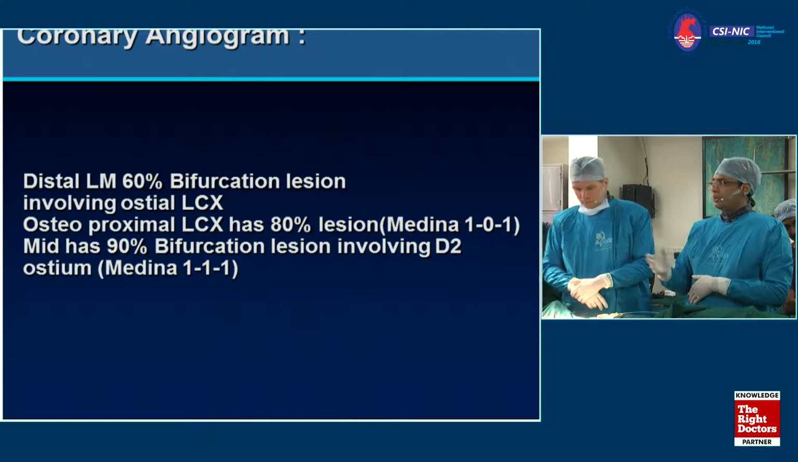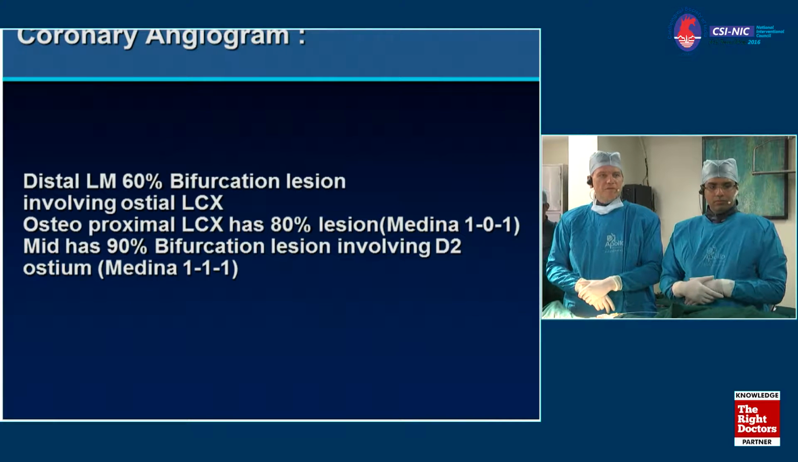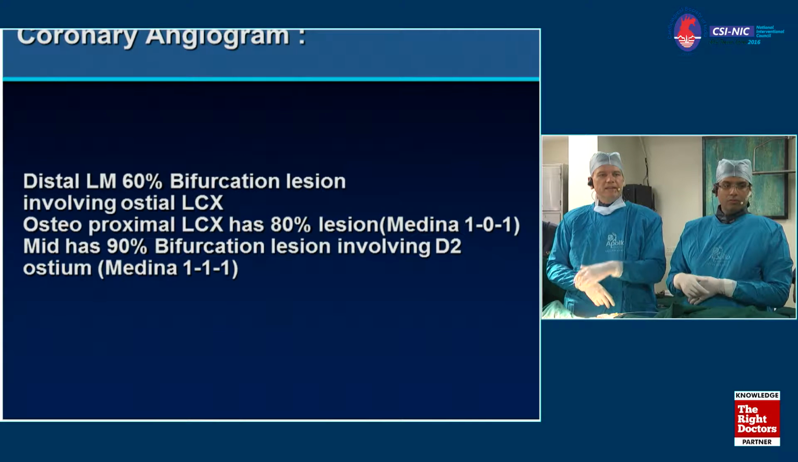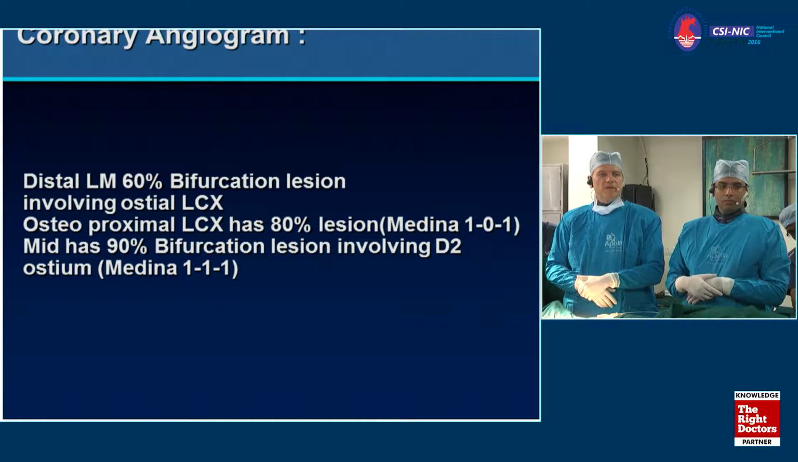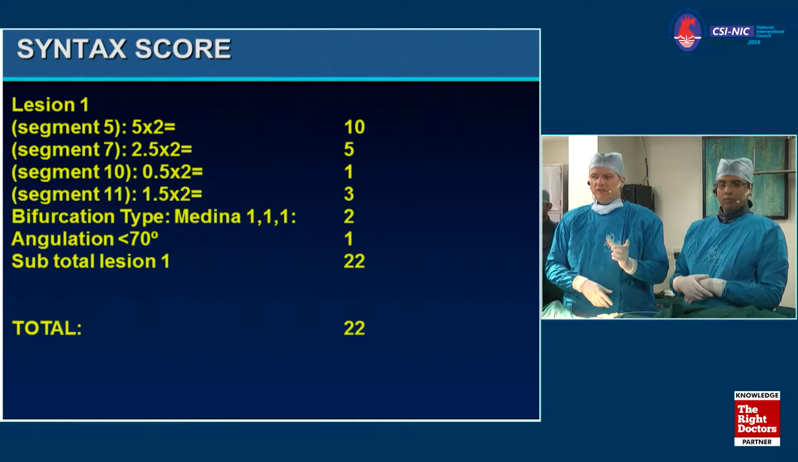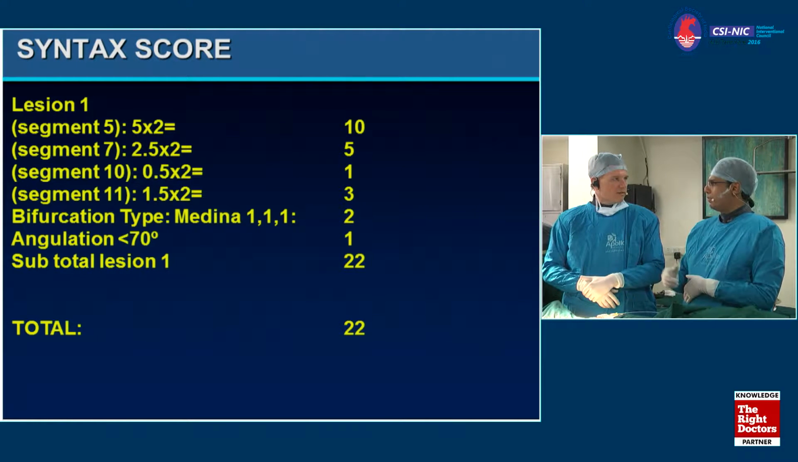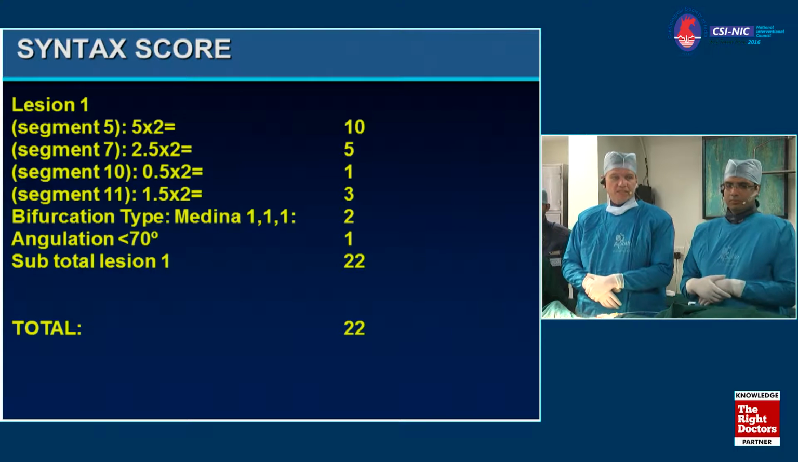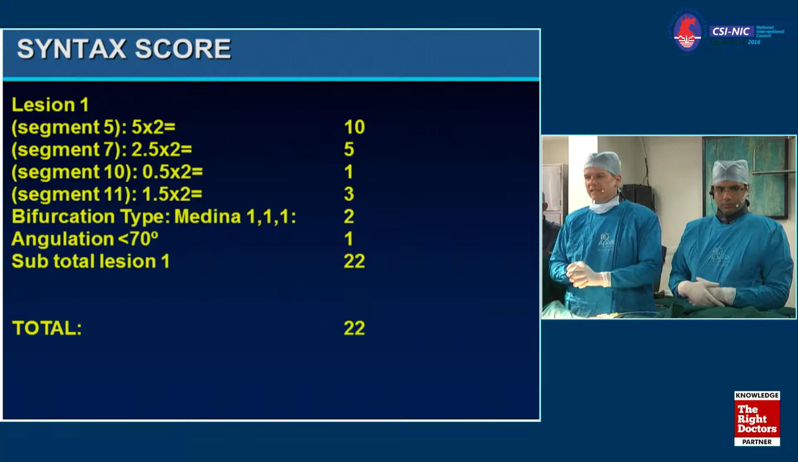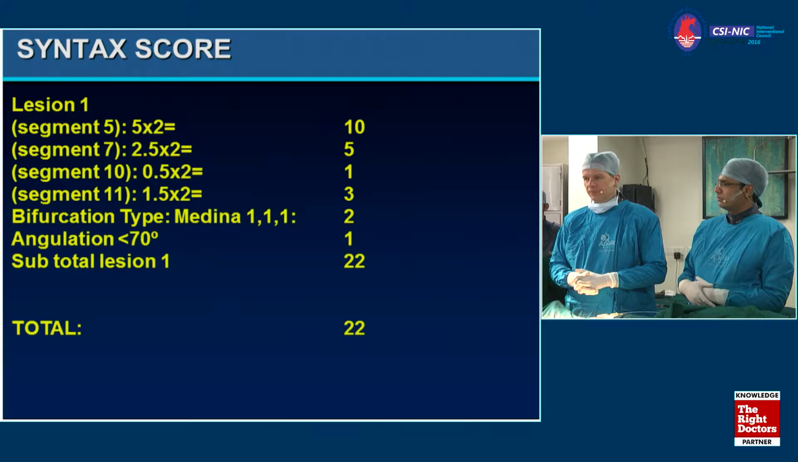So his angio is? We have the angio. The previous angio showed a distal left main 60%, an 80% bifurcation lesion involving the ostial circumflex, and also a trifurcation lesion distally. The RCA also has a 90% lesion, which we are planning to do at a later stage. Now let's go to the angio images. The SYNTAX score is 22.